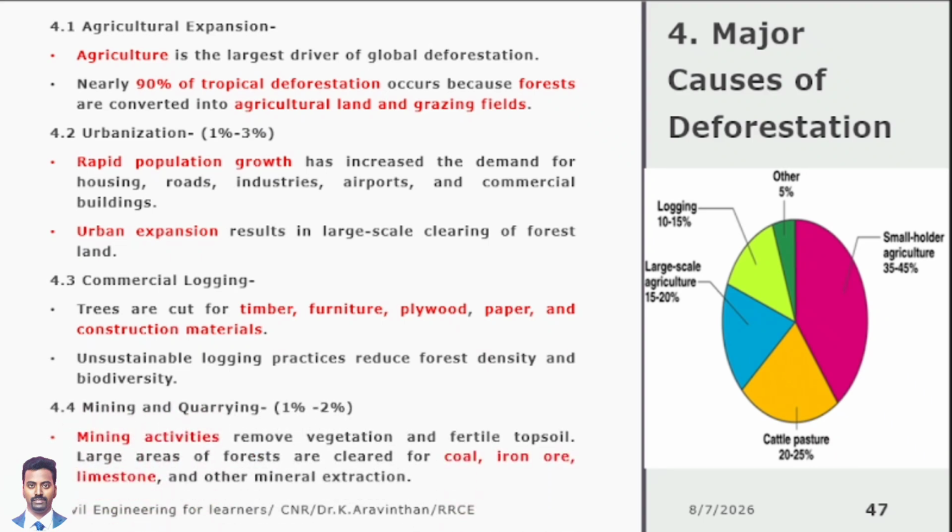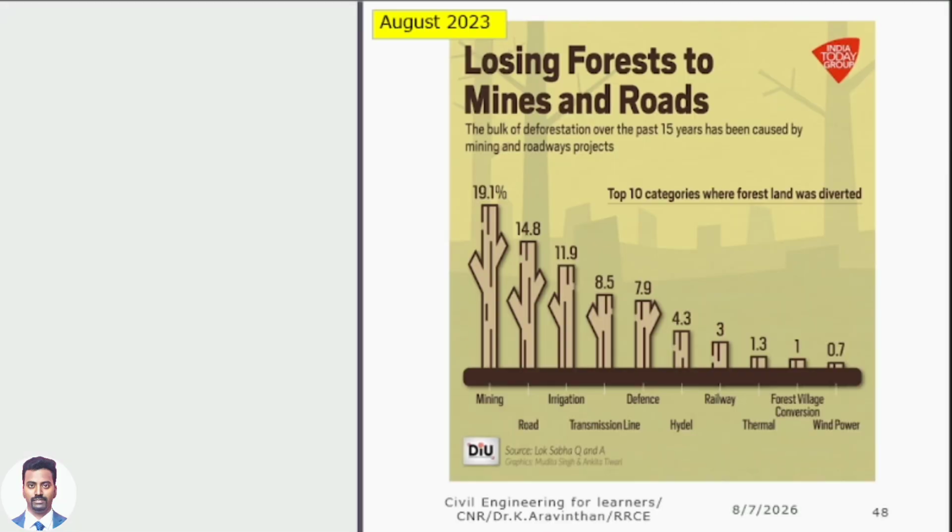Next thing, mining and quarrying. Taking the resources from the soil. It is called mining. How much percentage? 1 to 2%. What do they take in mining? Coal, iron ore and limestone. These three things they derive from the forest. Next thing, sir, what industry in past 15 years has consumed more is mining industry.